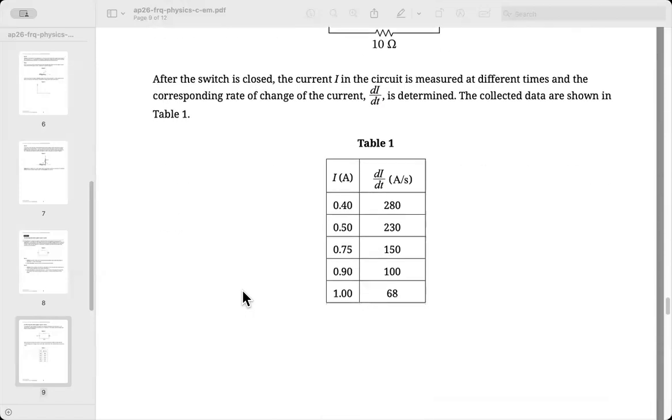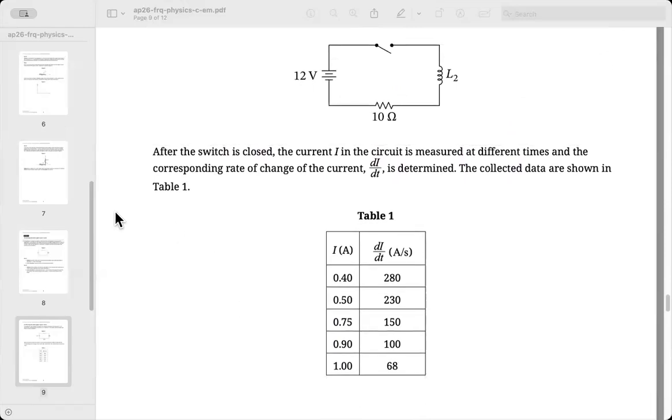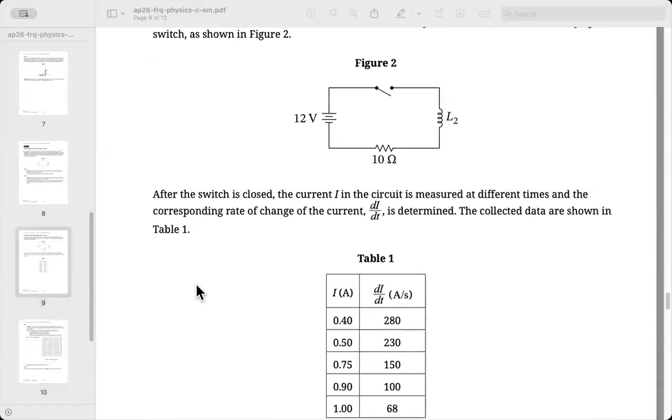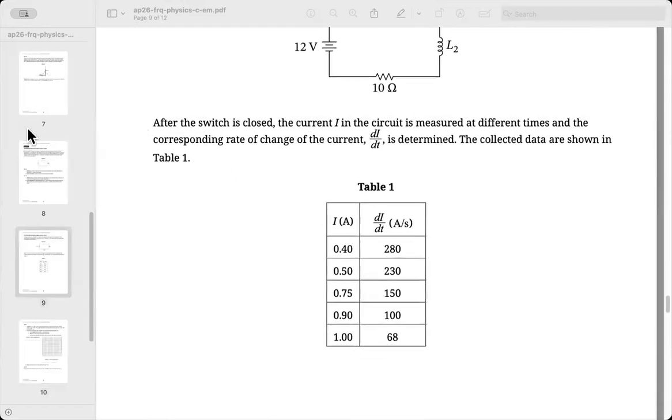You measure I and dI/dt. That is actually not too bad, because if you have different times, then you can use I and dI/dt to determine L2. How I would do this is that I is associated with the voltage across the resistor, right? V is equal to IR for the resistor. And then the voltage across the inductance should be given by negative L dI/dt.